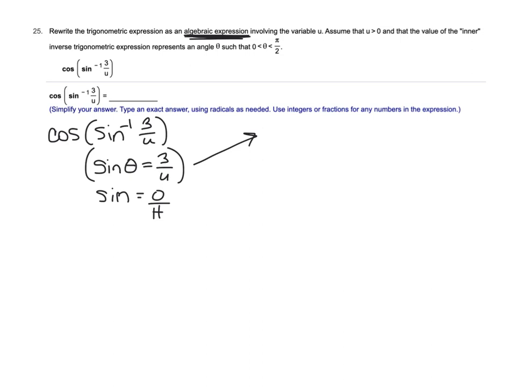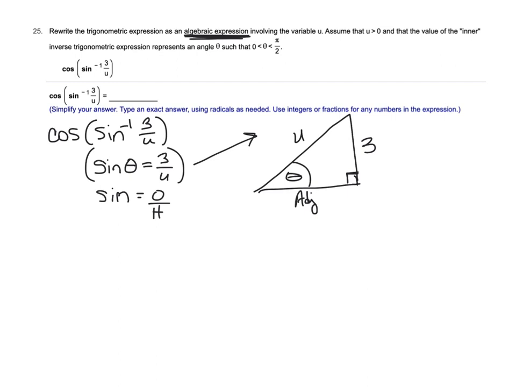So we can write, if we put this on a triangle, because we're doing an algebraic expression, a right triangle. If this is my theta, the opposite is the opposite side. That would be 3. And the hypotenuse is u. Remember, hypotenuse is always the long side that's across from the right angle. So we have that. So we need to find the adjacent side. And we're just going to do that using the Pythagorean Theorem.